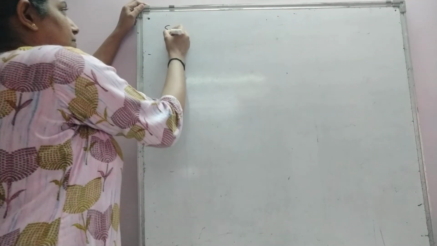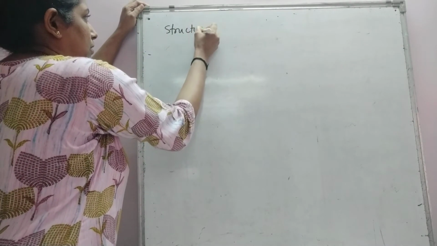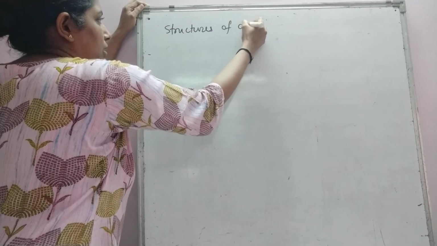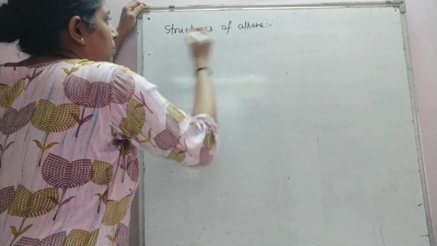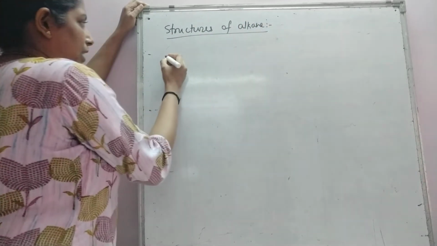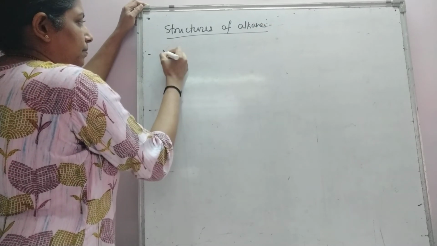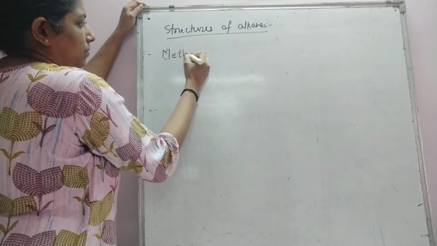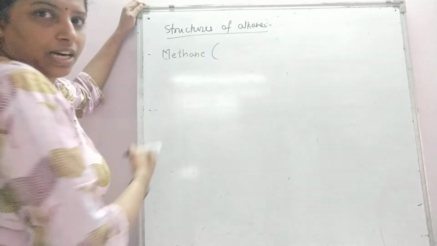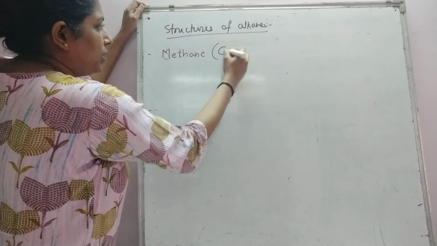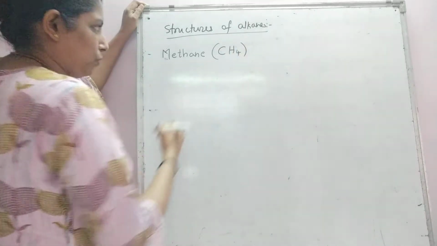In today's lecture, we will be studying how to draw, how to write the structures of these alkanes. So let us begin with the first member of alkanes, that is methane. As we have studied, the molecular formula of methane is CH4.